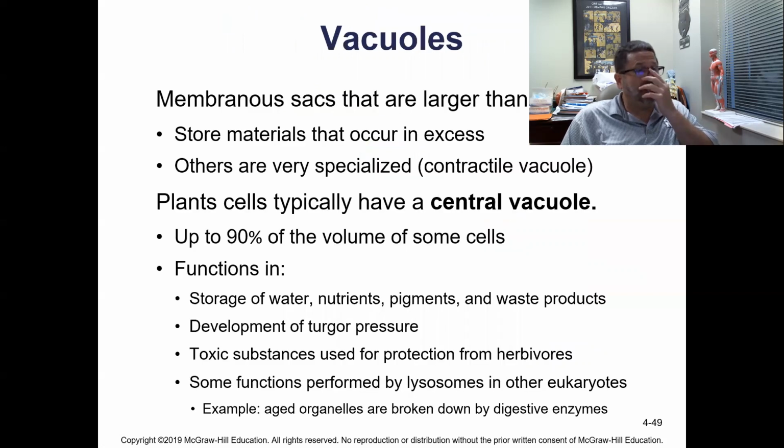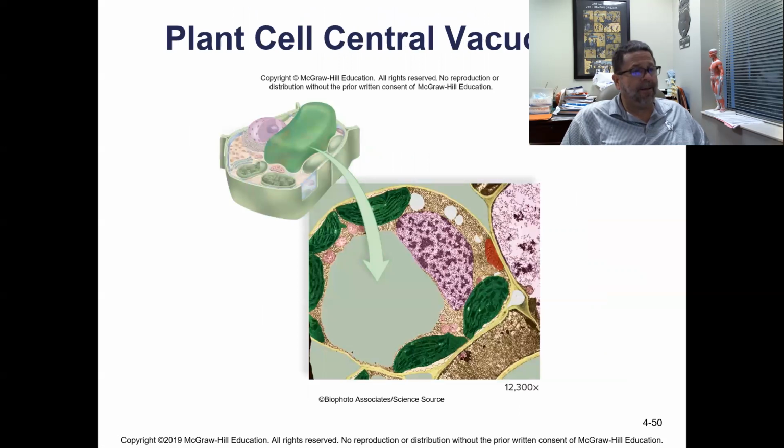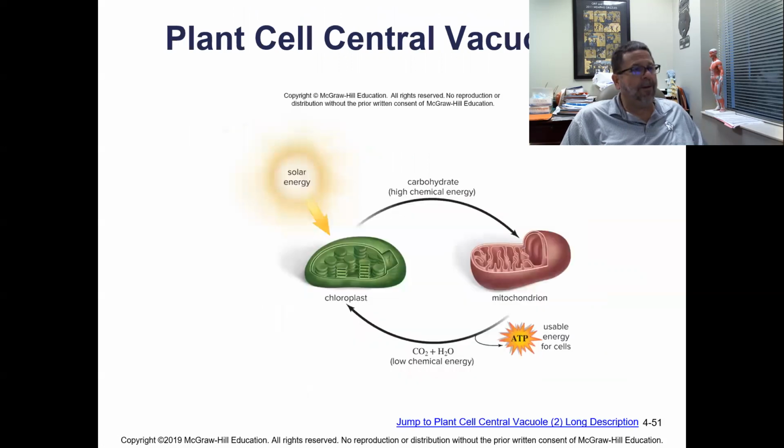Vacuoles are just storage units for the cell. No big deal. We don't have a lot of them in us, but plants have those big ones to put sugar in. Here it is, the central vacuole of a plant cell.